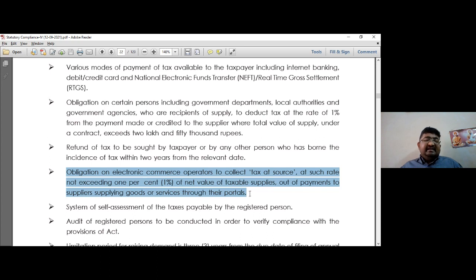Same way, there is a concept called TCS, in case of an electronic commerce operator. An electronic commerce operator is a person who provides a platform to meet both the buyer and seller, or the supplier and the recipient. The e-commerce operator will collect 1% of tax from the supplier of goods and services and remit the tax to the government, in the account of that supplier.